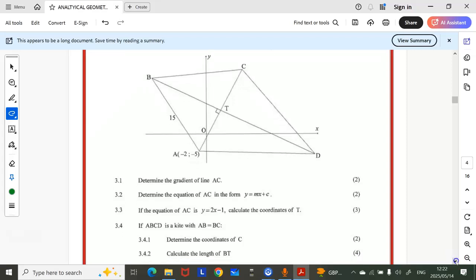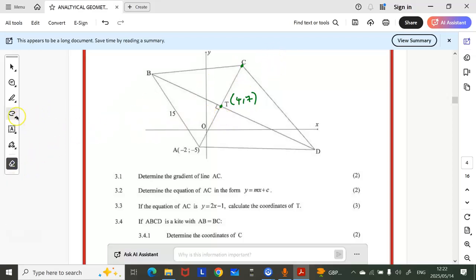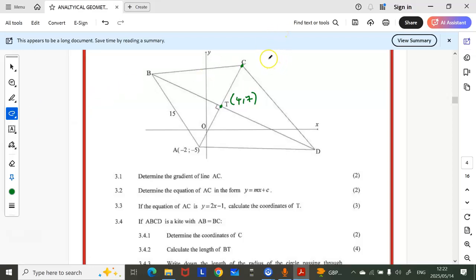We want the coordinates of C. The coordinates of T, as we have found them, are 4 and 7, right? To find the coordinate of C, we are going to use the midpoint, which means the part for x will be equal to 4, and the part for y will be equal to 7. So we are going to have xc plus xa over 2 equals 4, and yc plus ya over 2 equals 7.